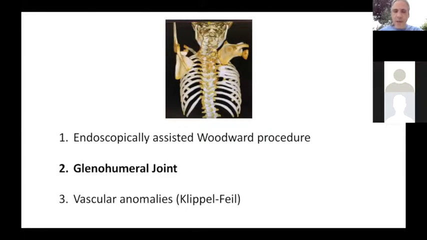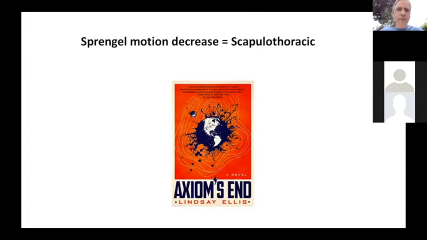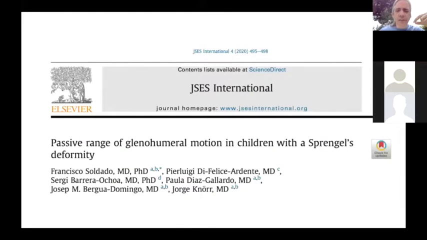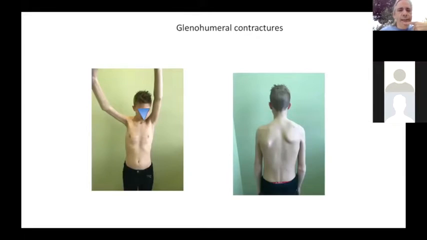What happens with the glenohumeral joint? Because we have been told that the decrease of motion in these children is because of a loss of motion in the scapulothoracic joint. But some months ago, we published our technique to clinically measure the glenohumeral motion in children with brachial plexus birth palsy. So I did the same with these children, and it has been published in this journal that I shared.